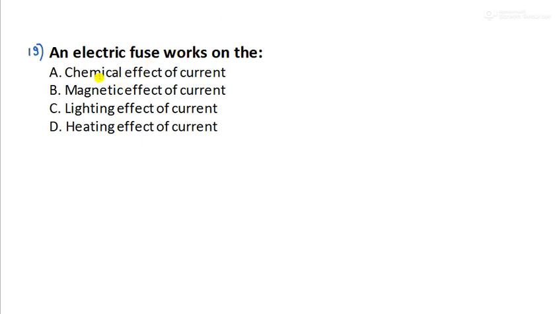Next is question number 19. An electric fuse works on. So electric fuse protects from short circuiting, right? Whenever there is high current, the fuse will get burned, right? So why does it get burned? Because of the heat. So it works on which principle? Heating effect of current. Option number D is the right answer. Heating effect of current.